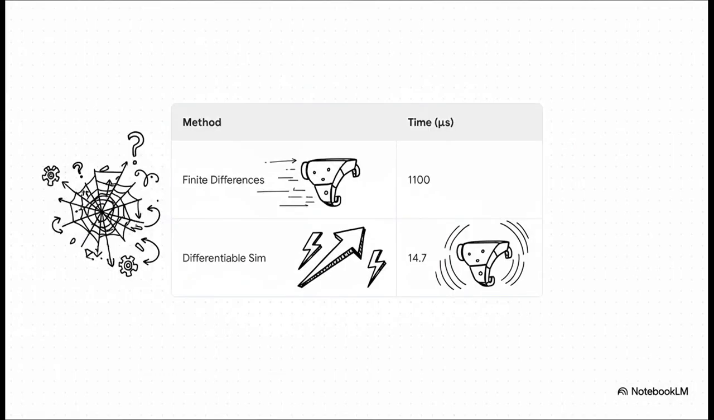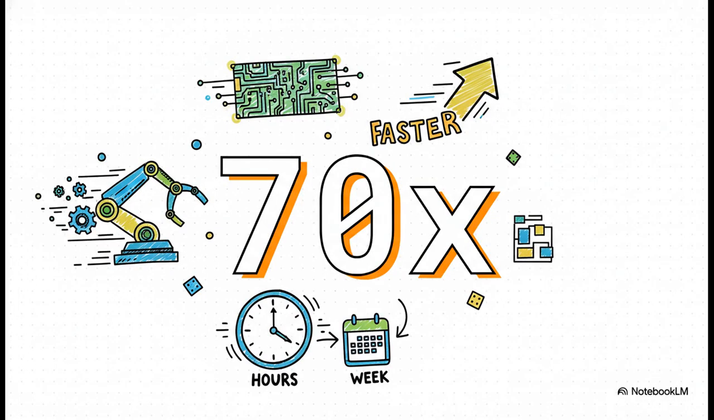So how much of a difference are we talking about here? Well, the numbers are just staggering. To calculate one of those learning hints for a simple robot, the old method took 1,100 microseconds. The new differentiable method? Just 14.7. Let's just put that number up on its own so it can really sink in. This isn't just a small improvement. It's over 70 times faster. This completely changes the game for training AI robots. Something that used to take a week might now take just a few hours.